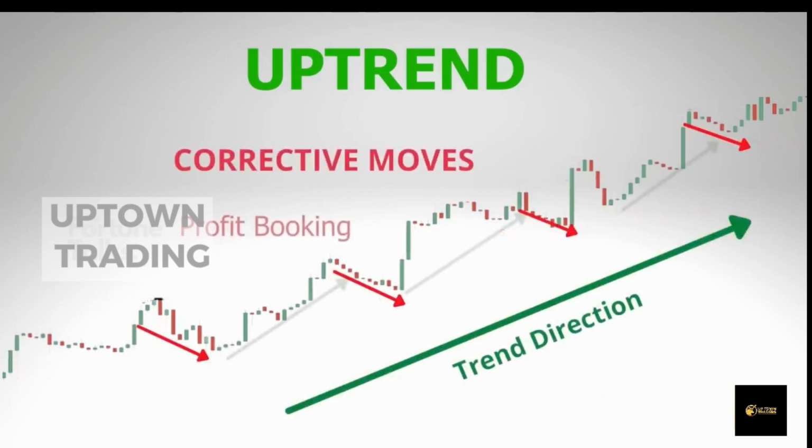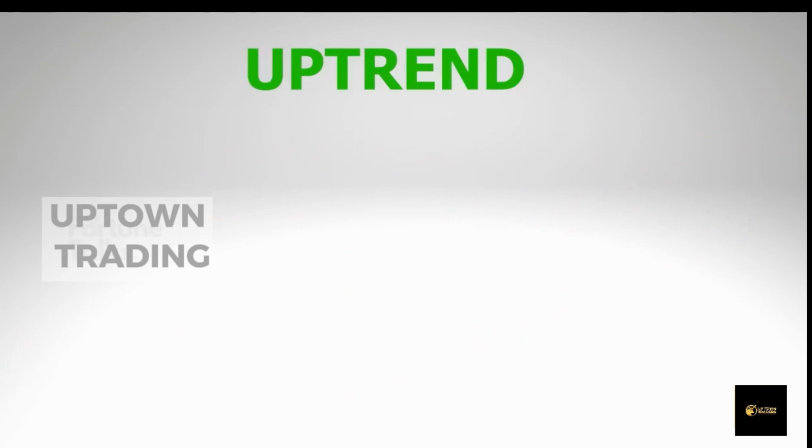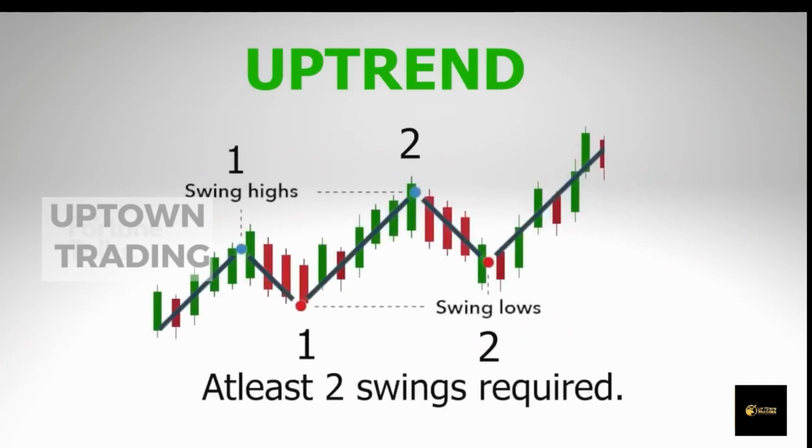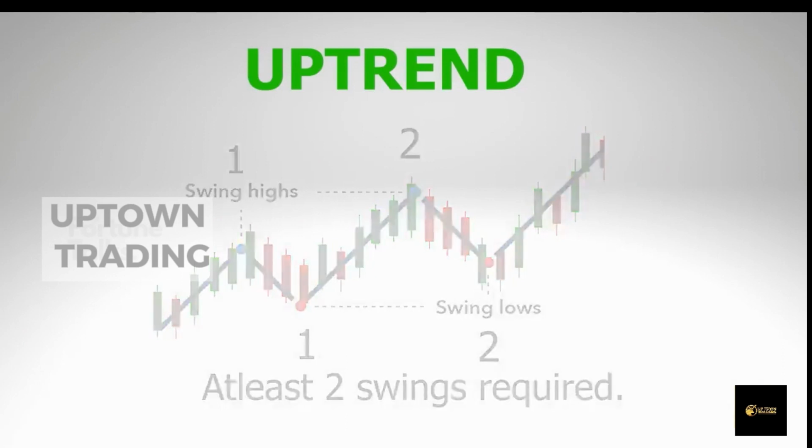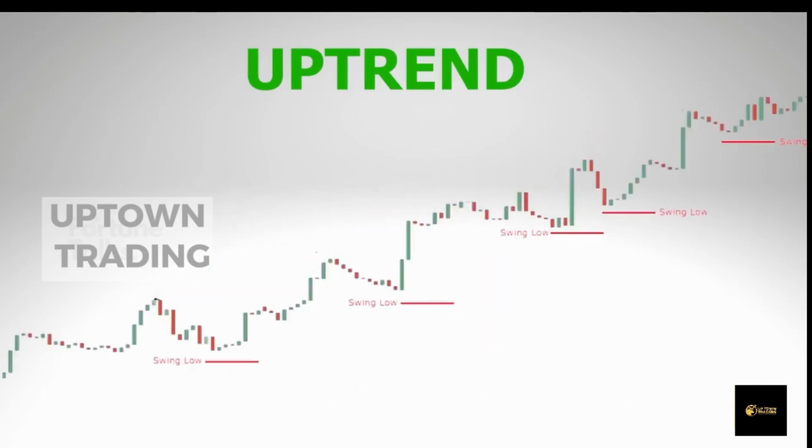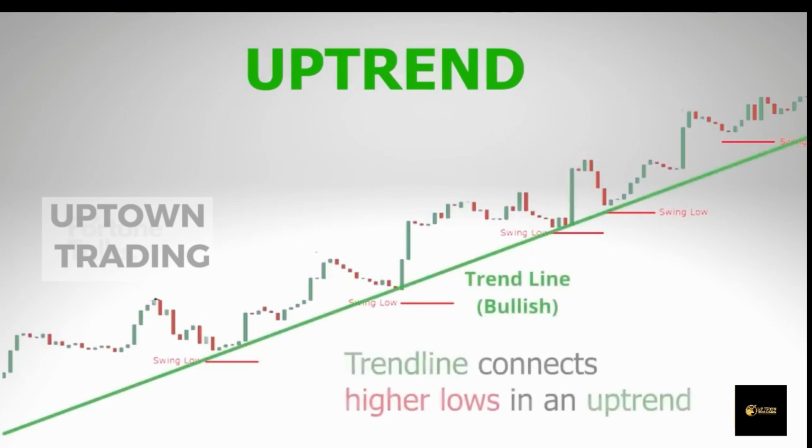The corrective moves are generally due to profit booking by some traders. As a rule of thumb, a trend can be confirmed as an uptrend only when the price has made at least 2 swings on the upside. After finding out all the higher lows, all we have to do is to draw a line connecting all the swing lows or the higher lows that we have plotted.